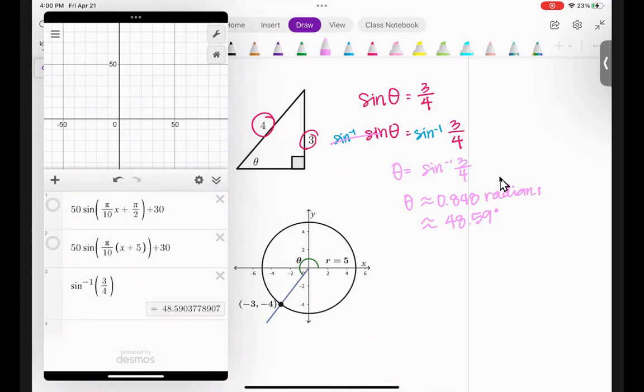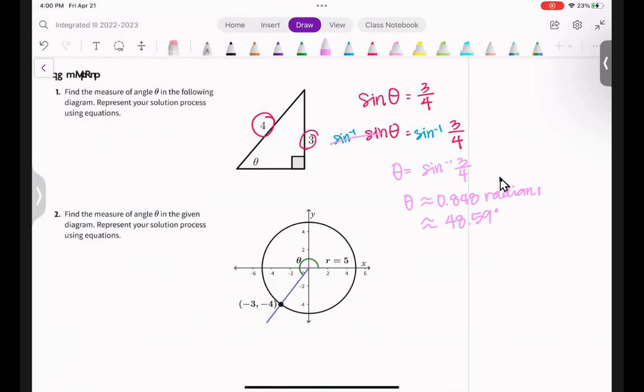So things that you should remind yourself is whenever you have a right triangle, you have two tools basically at your fingertips. It's Pythagorean theorem or the trig. And that's what you're supposed to use.